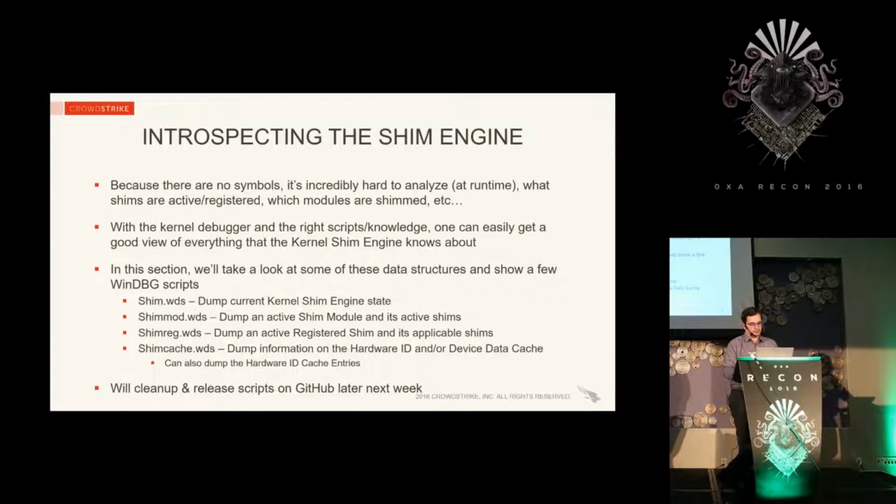So I'm going to show you a few scripts here. Hopefully they're going to work. Shim.wds, which is going to display some information about the shim engine on my machine. Shimmod.wds, which is going to dump any modules that are being shimmed. Shimreg, which is going to dump any shims that have been registered. And shimcache, which can dump the shim cache, so either the hardware ID cache or the device data cache.